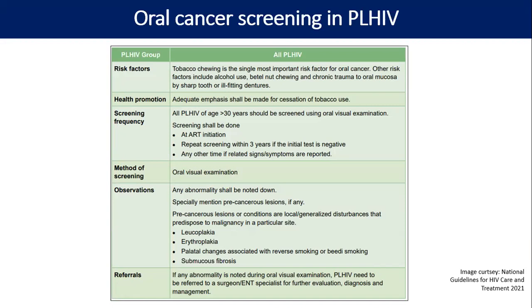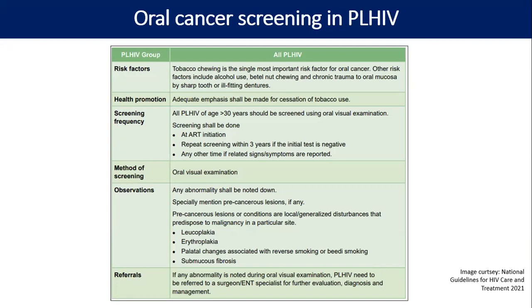Then screening frequency: all PLHIV more than 30 years of age should be screened as per the national guideline at ART initiation, and within 3 years if the initial screening is negative, and at any other time based on physical signs and symptoms. The method of screening is basically oral visual examination.